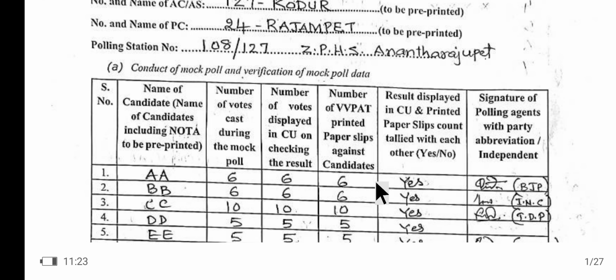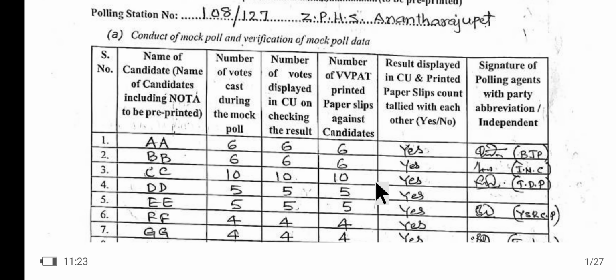Now let us see the contents of the mock poll certificates. Conduct of mock poll and verification of mock poll data. So number 1, name of the candidate, number of votes cast, number of votes displayed in control unit, number of VVPAT printed paper slips against candidates, and result displayed in control unit and printed paper slips count tallied with each other. So the last one is signature of the polling agent party.